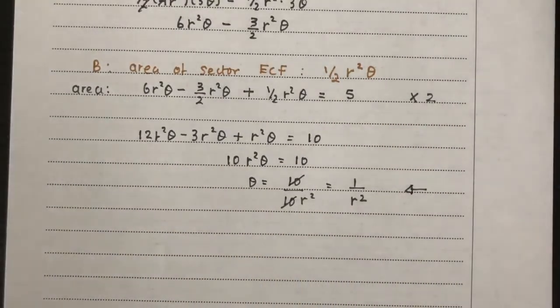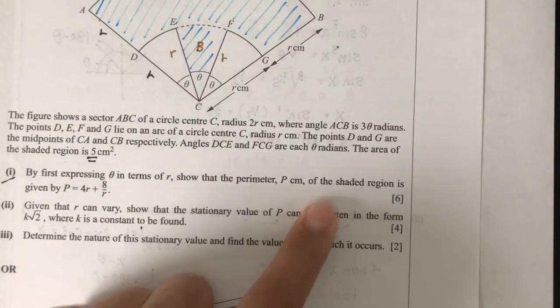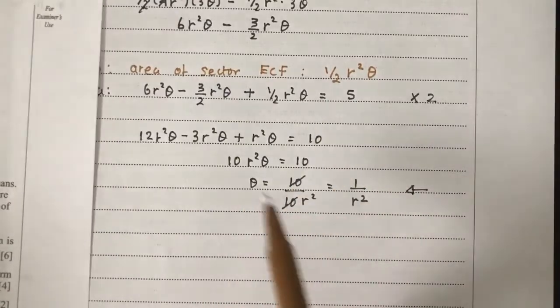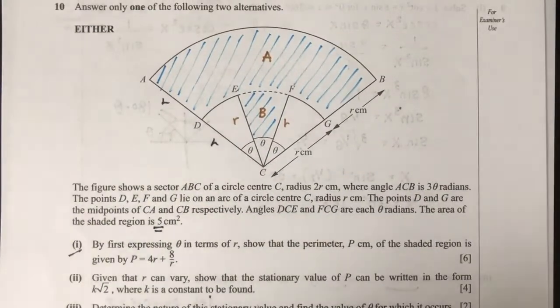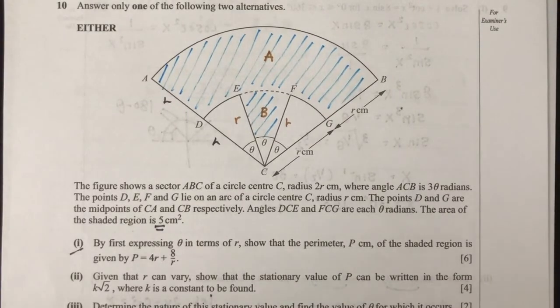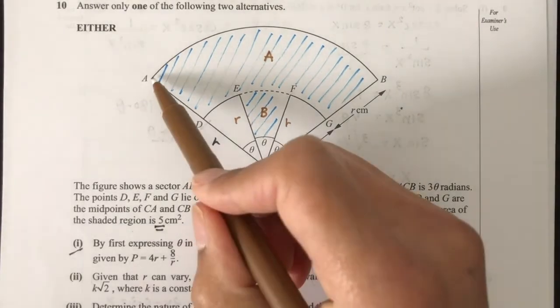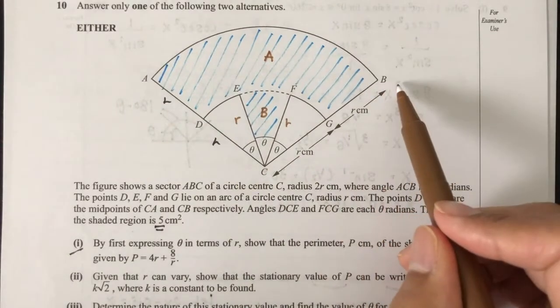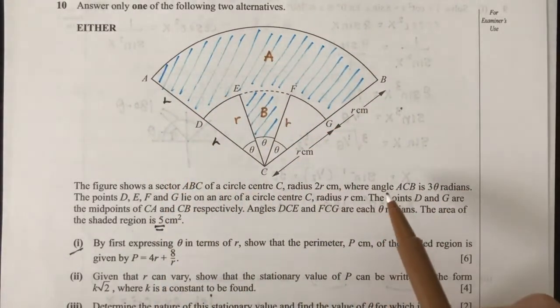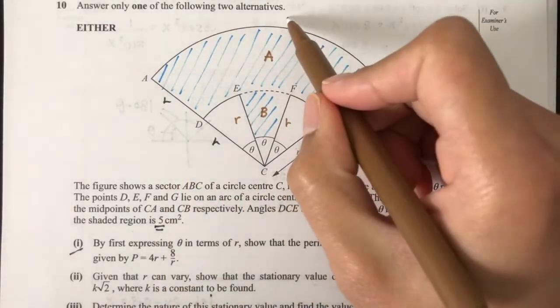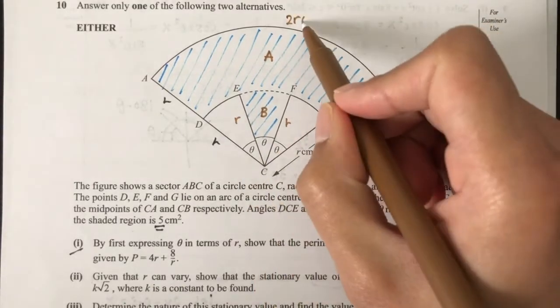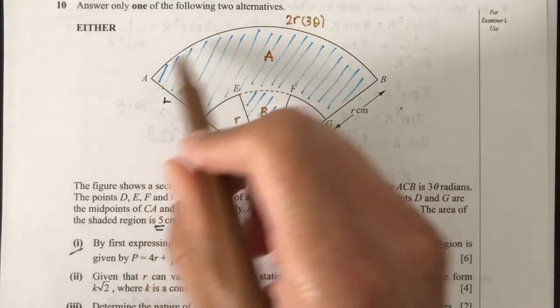Now let's move on to the other question. We have to find the perimeter P of the region. Using this value of theta, we have to find the perimeter. So how do you find the perimeter? We have to find the distance around. First we have to find this distance. This is the length of arc, which is found by the formula r times theta. r is 2R, and the angle is 3 theta. That is the length of AB.